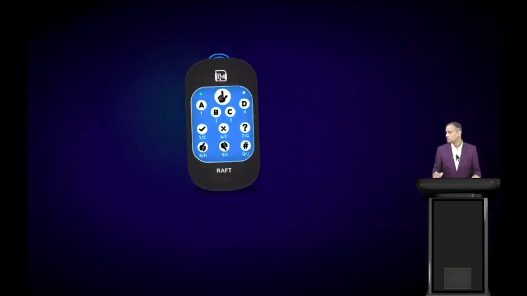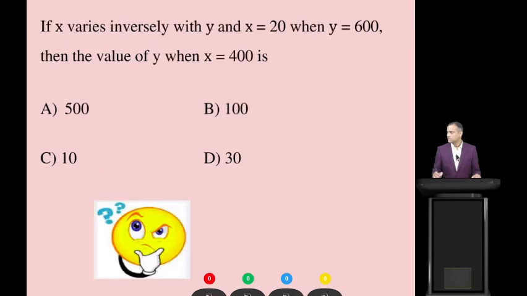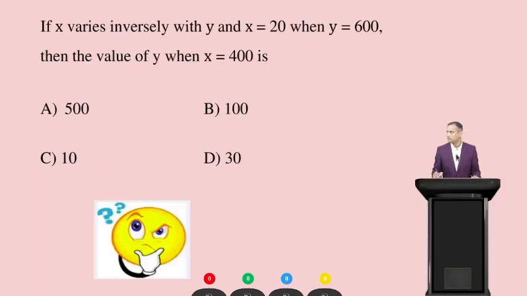Again, question time for you. If x varies inversely with y and x equals 20, y equals 600, find the value of y when x is 400, and your time starts now. So use the property of indirect proportion and solve this question.